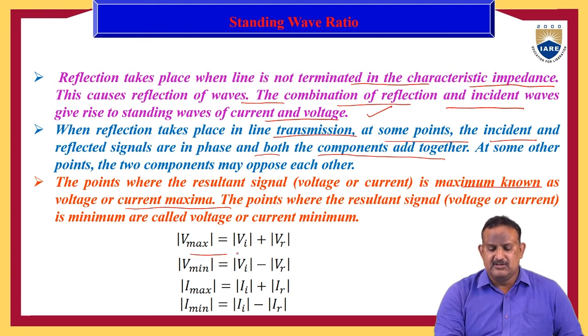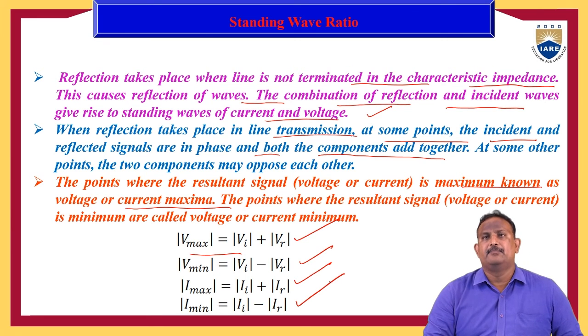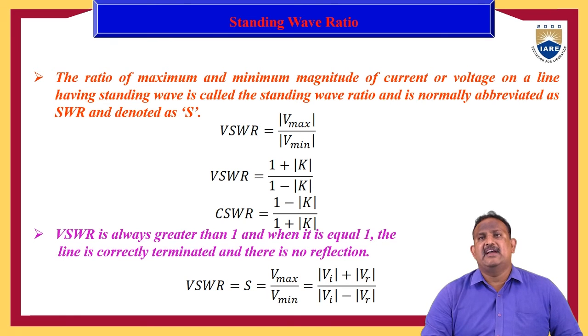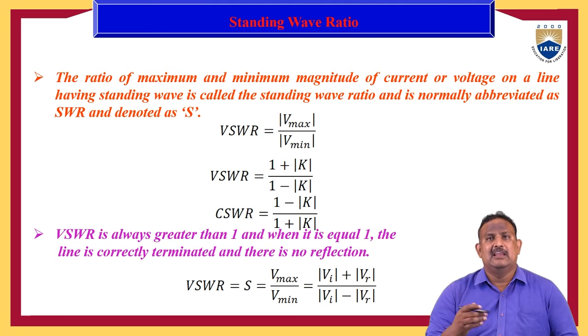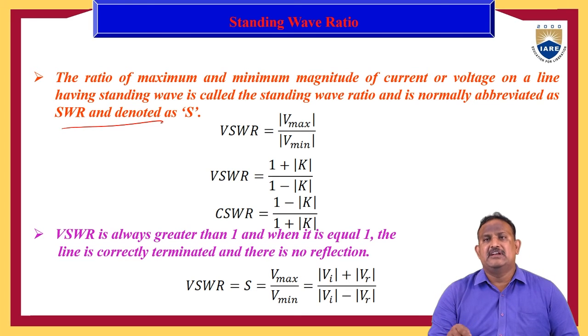Here we can define the voltage maximum equal to VI plus VR, where VI is the incident voltage and VR is the reflected voltage. V minimum is equal to VI minus VR. Similarly, I max is equal to II plus IR, and I minimum is equal to II minus IR. The ratio of maximum and minimum magnitude of current or voltage on a line having standing wave is called the standing wave ratio, normally abbreviated as SWR, and denoted as S.